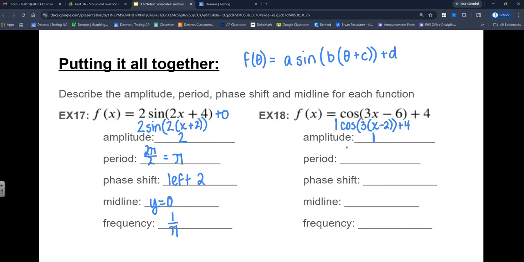My period is going to be 2 pi divided by my b value. That b value is right here. That is a 3. My phase shift is going to be the opposite of this number, so that's going to be right 2. My midline comes from this last number here that's a vertical shift, so that's going to be y equals 4. And then frequency is just the reciprocal of the period, so I need to flip this fraction right here. 3 over 2 pi would be my frequency.